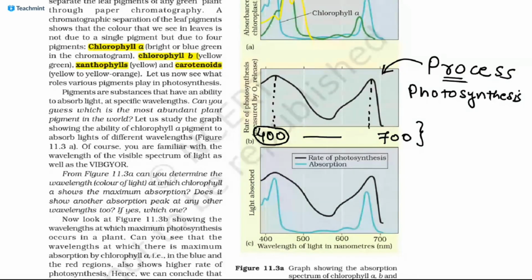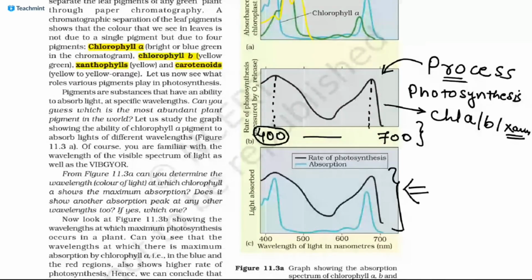So from here we don't conclude that it is chlorophyll A or chlorophyll B or xanthophyll or any other pigment, carotenoid, right? Now this is the action spectra, so the question can come: which pigment is contributing the most? So for that, we overlapped the action spectra with the absorption spectra one by one.